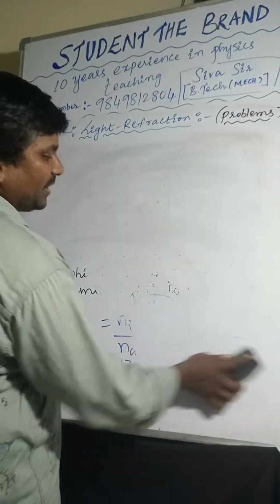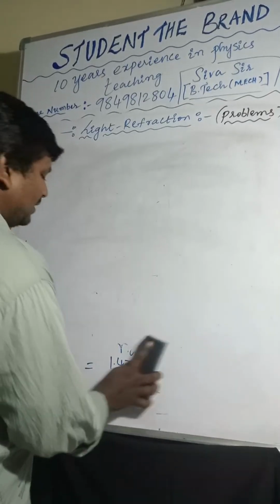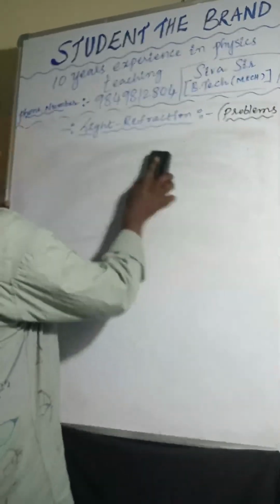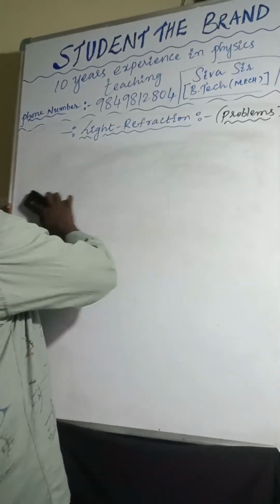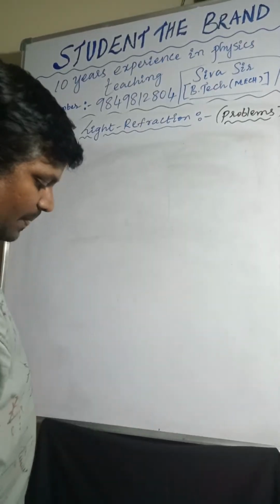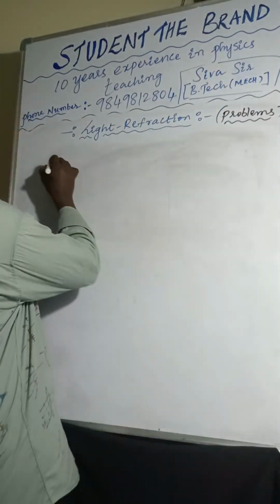Absolute refractive index and relative refractive index, the definitions are very important. Refraction definition is also very important. Snell's law, very, very important. So just note down, I am telling now. The question is: define absolute refractive index.